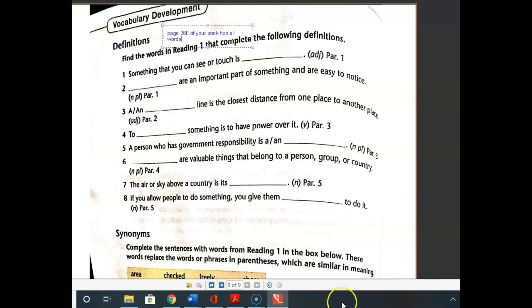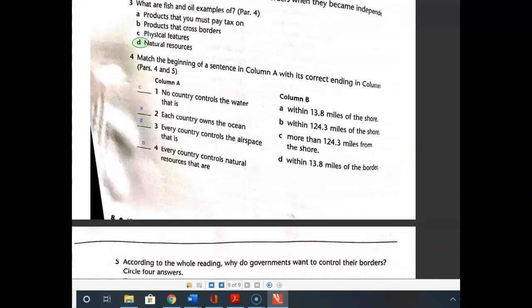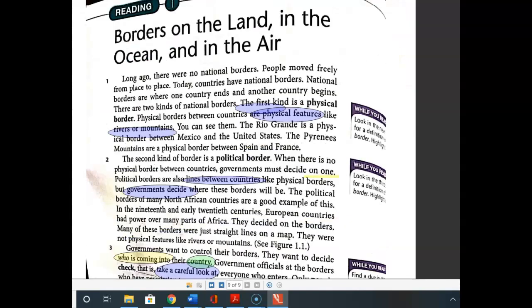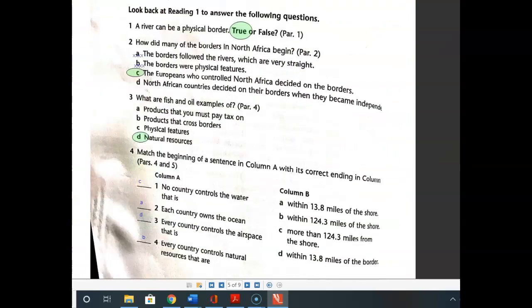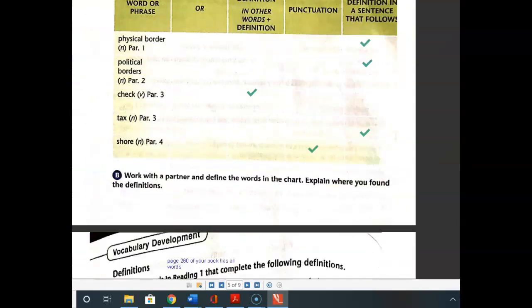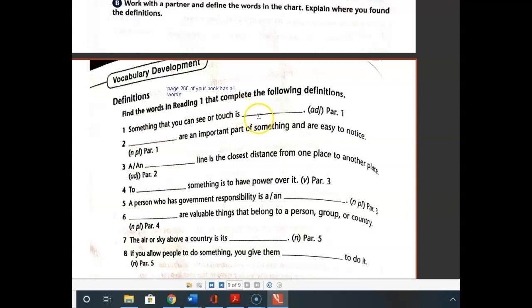So something you can see or touch, an adjective from paragraph 1. Something that you can see is physical. The correct word here to complete this, of something that you can see or touch, is physical. Physical means something you can see or touch. For example, if you say someone has a physical problem, they have a problem that you can see. Could be a problem with their leg or their arm or something like that.